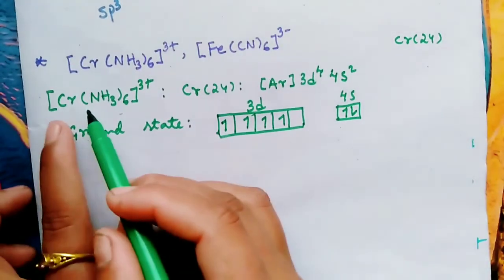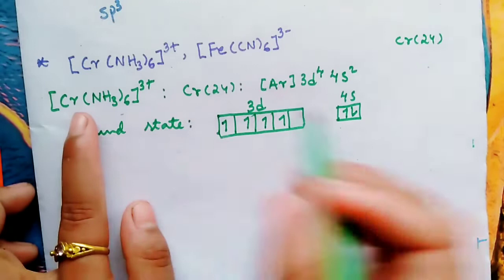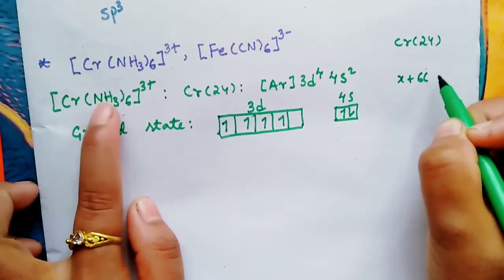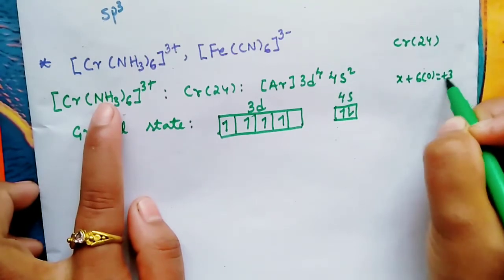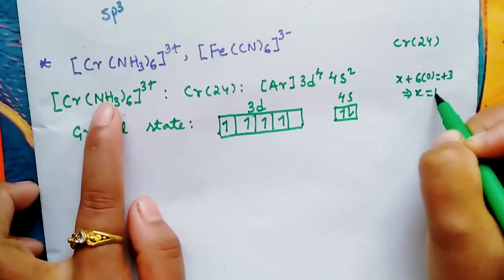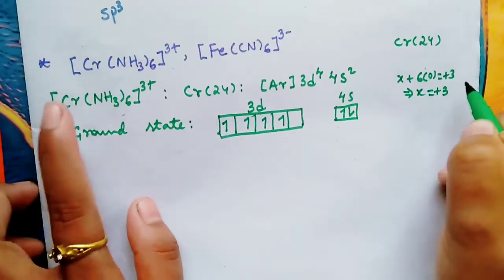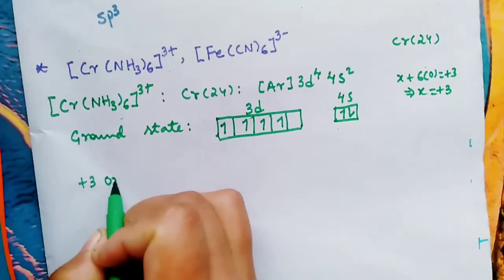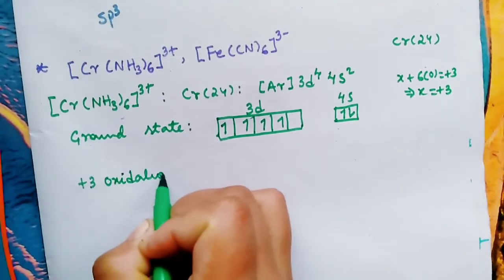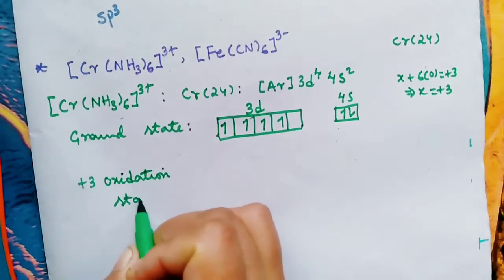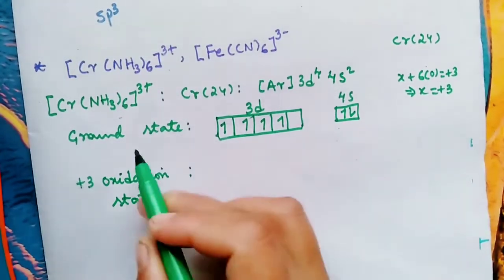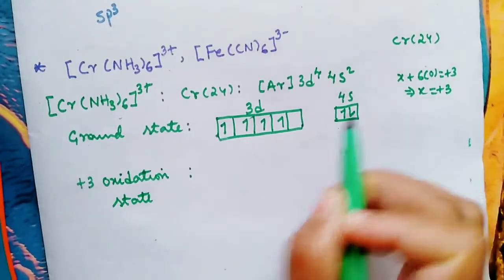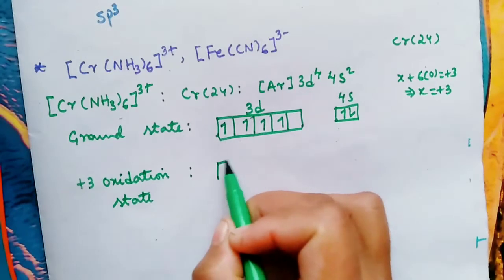But here, what is the oxidation state of chromium in this complex? X plus 6 times the charge carried by NH3, which is 0, equals plus 3. So the oxidation state of chromium is plus 3 in this complex. In the plus 3 oxidation state, what will you have? When we say plus 3, it means you have to remove 3 electrons, 2 from the 4s and 1 from the 3d.